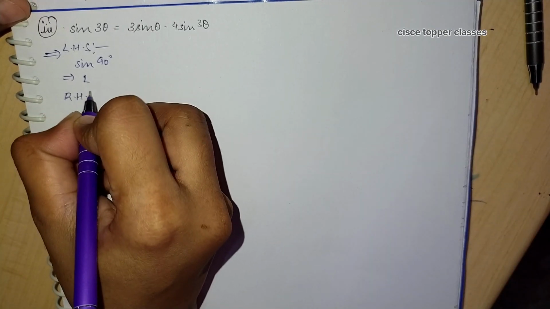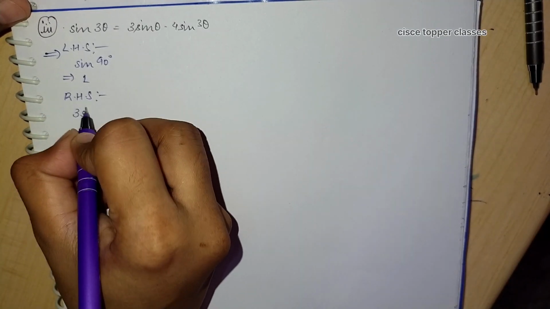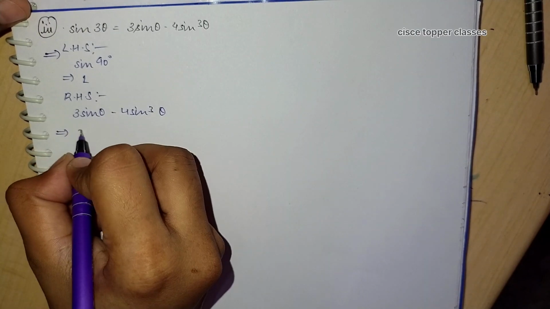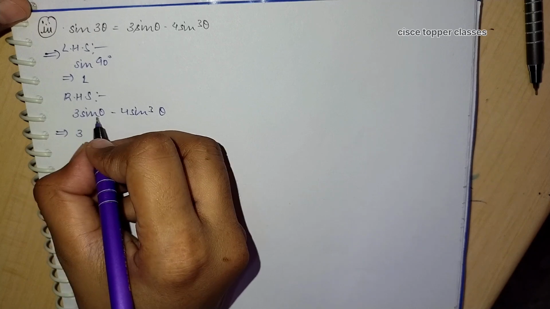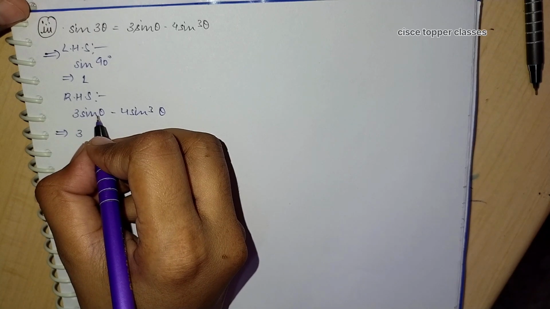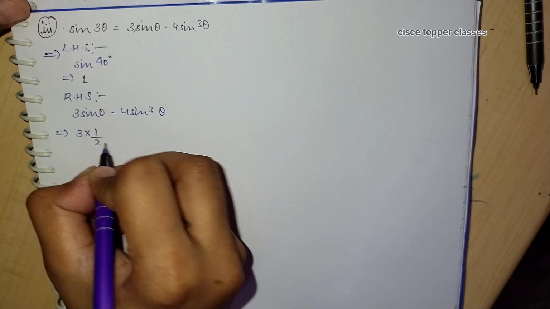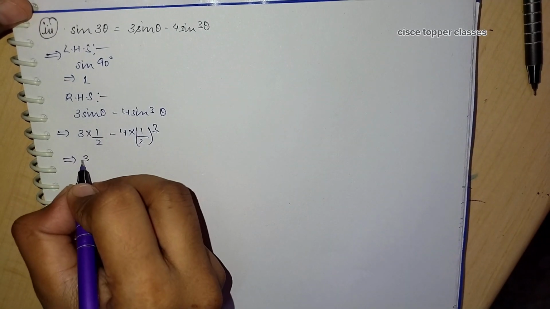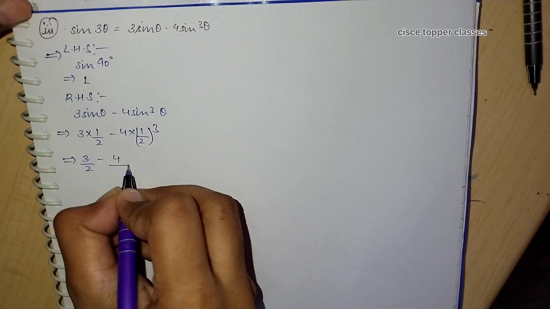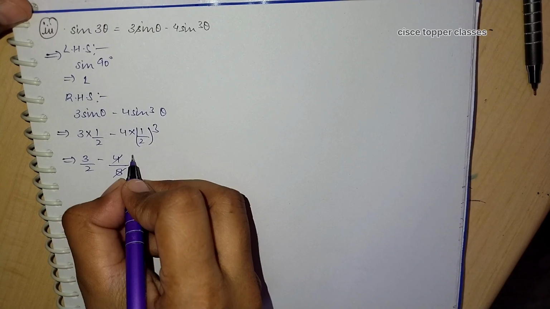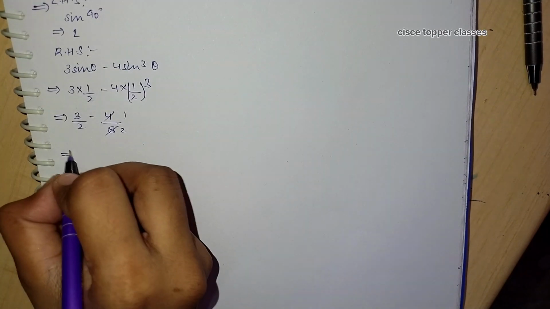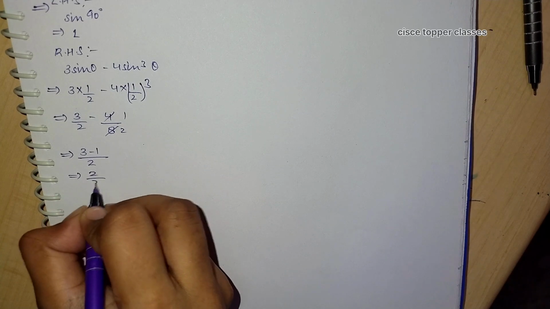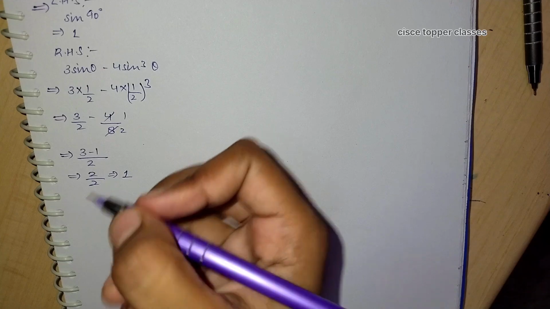And if we take the RHS part here, this will be 3 sin theta minus 4 sin cube theta. So 3 sin theta we can write as 3 sin 30 degrees, which will be 1 by 2, minus 4 into 1 by 2 whole cube. So 3 by 2 minus 4 by 8. This will be cancelled out. On taking LCM, we will get 3 minus 1 divided by 2, which means 2 by 2, sorry, means 1 is the answer here in the RHS part.